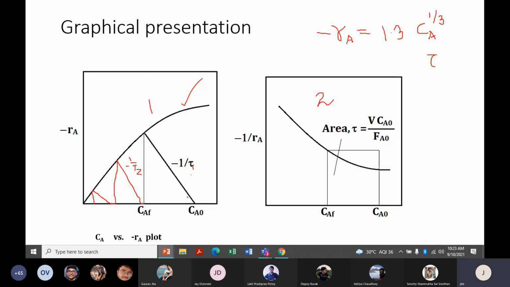Why is it used in series? Say one reactor is not sufficient to attain the final conversion. So if we have 3 reactors in series, we can go up to this CA3. This is CA3, and this is CA2.